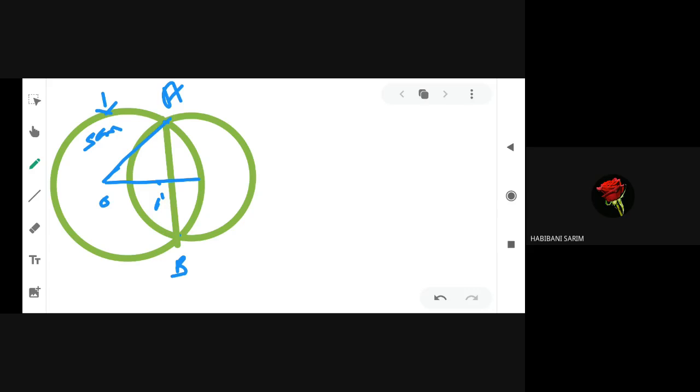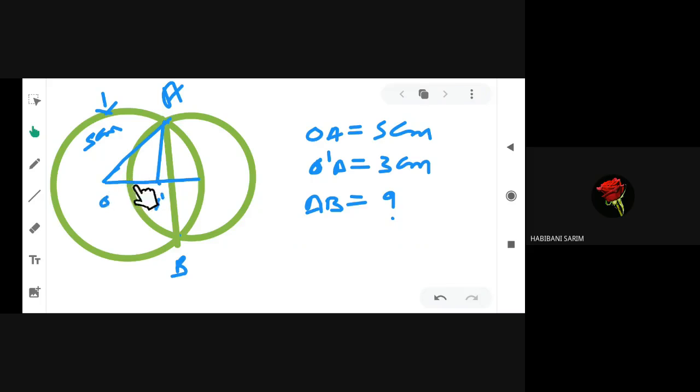Now O prime A. What is O prime A? OA is a radius of 5 centimeter circle, and O prime A is a radius of the small circle, 3 centimeter. Okay. Now we have to find AB. AB is a length of chord. We have to find AB. But here it is given that the distance between the center points of these two circles, OO prime, is 4 centimeter. OO prime is equal to 4 centimeter, given.